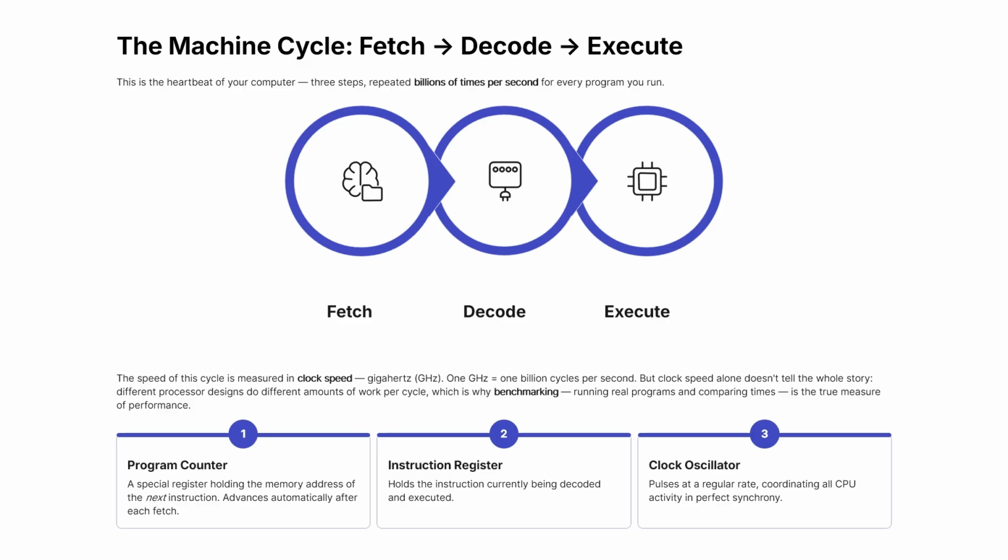Step 2. Decode. The CPU examines the bit pattern in the instruction register. It figures out the opcode. What kind of instruction is this?